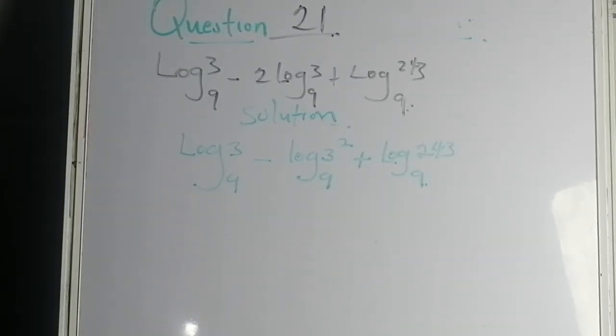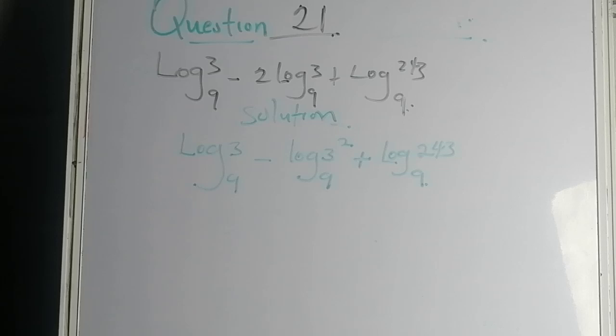So that is simple. Log 3 base 9 minus 2 log 3 base 9, that's minus log 3 raised to power 2 base 9, taking the 2 at the back of the log to the power of that number, which is 3, then plus log 243 base 9. So here, I can take one base and do the needful for the addition law and subtraction law. It's as simple as that.